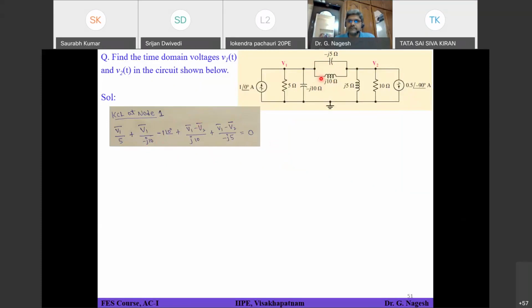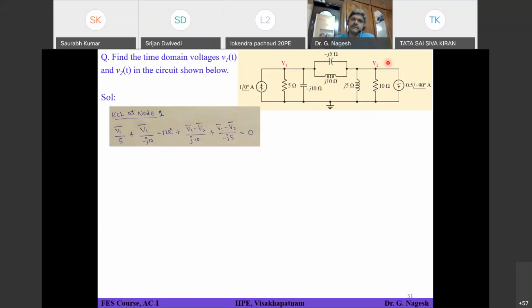If you reduce this and then write V1 minus V2 divided by plus J10 or minus J10, whatever you are saying, that will be same as this thing. I have not reduced, I have straight away written. Maybe in the next step I will reduce. So what will be that?